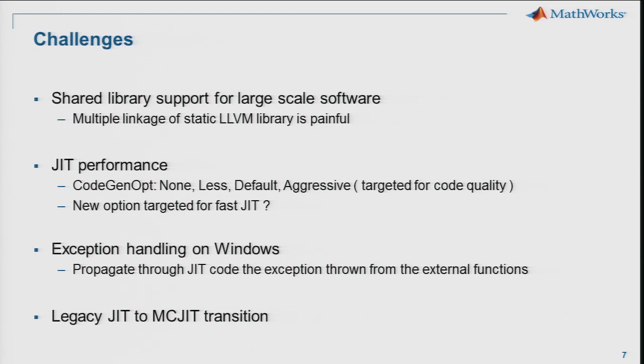The JIT time is now a bottleneck for our compile time performance. The third challenge is how can we propagate exceptions through the JIT code. And the last challenge is how can we smoothly transition from the legacy JIT to the MC JIT.